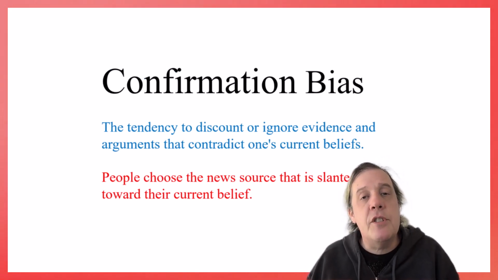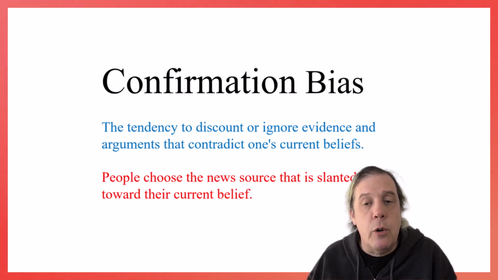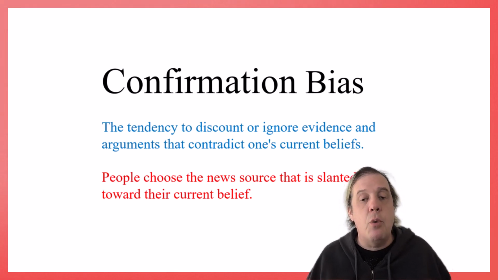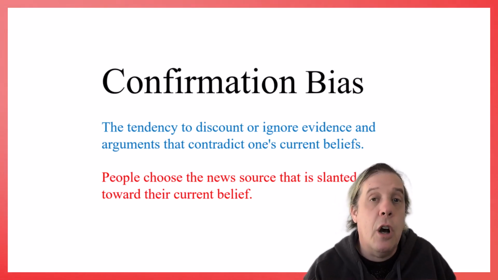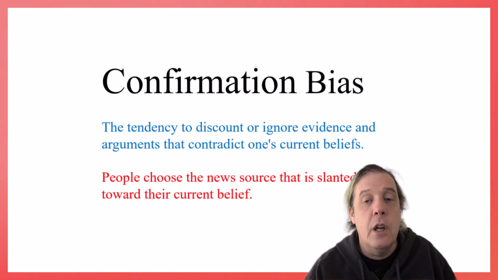Another part of what keeps the center of our belief strong is another idea that we've discussed before, confirmation bias. Confirmation bias is just the tendency to ignore or discount evidence and arguments that contradict your current beliefs. A standard example here is how people choose news sources that are slanted toward their current belief. We'll talk about this more when we talk about information filtering and echo chambers.